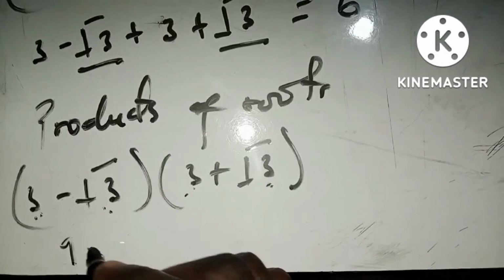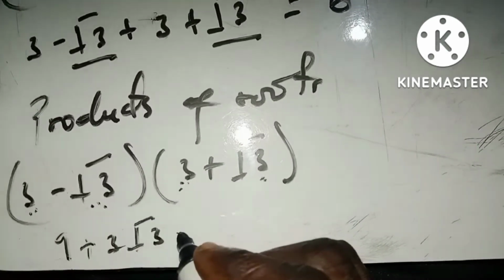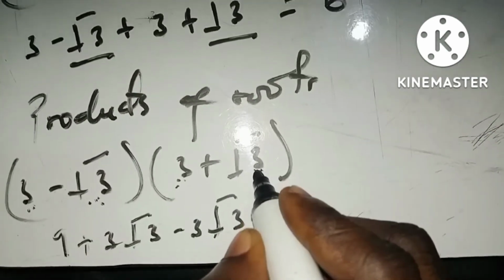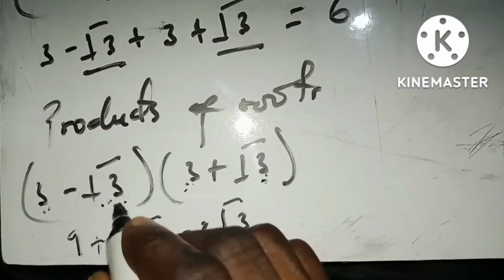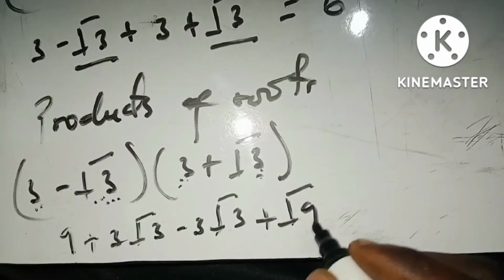This one multiplied by that will give you positive 3 root 3, and then this multiplied by this will give you a negative 3 root 3, and then this multiplied by this. The way of multiplying surd by surd is I have to multiply the numbers under the radical. That gives us a positive root 9, right? So root 9, and that should be 3.